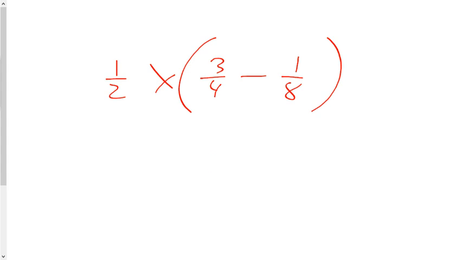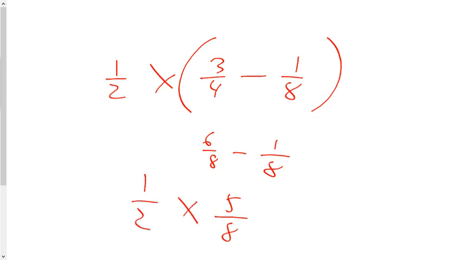And finally, question 10, 1/2 times 3/4 take away 1/8, put this in brackets. Common denominator is 8. That will be 5/8. Notice how the 1/2 times stays where it is. Multiply it out, you get 1 times 5 is 5. 2 times 8 is 16. Your final answer is 5/16.